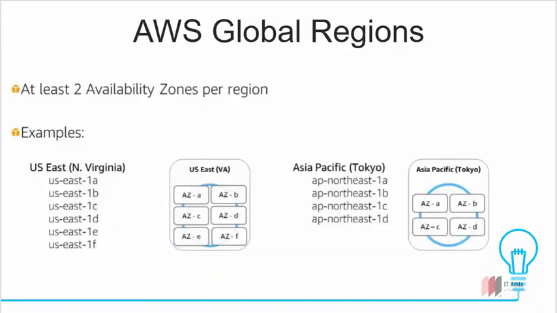Each region is a separate geographic area that has multiple locations isolated from each other, known as availability zones. Each availability zone is isolated, but the availability zones in a region are connected through low-latency links. Where natural disasters or fault lines are a consideration, AWS isolates its availability zones so that they are not easily affected at the same time. For example, where earthquakes are a problem, AWS would not build two availability zones on the same fault line.